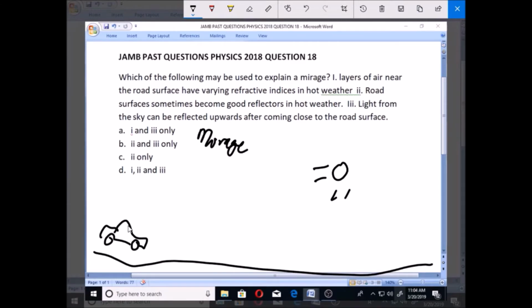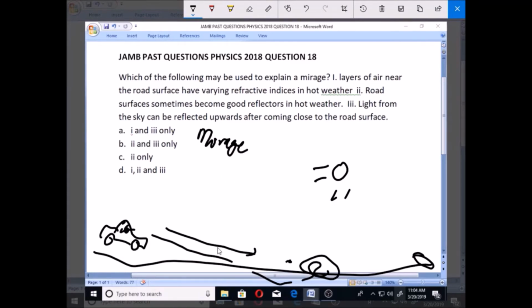Then you sitting inside your car, you look down, you're going to be seeing something that looks like a pool of water. But as you're driving closer to that pool of water, you see that it disappears and you find it in another place. So this very phenomenon is known as mirage. If you drive a car often, you find out that you've noticed this once or twice in your lifetime, or several times.